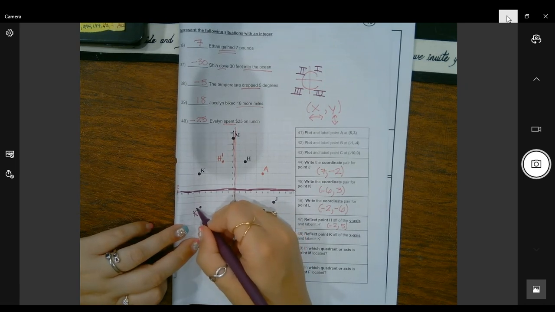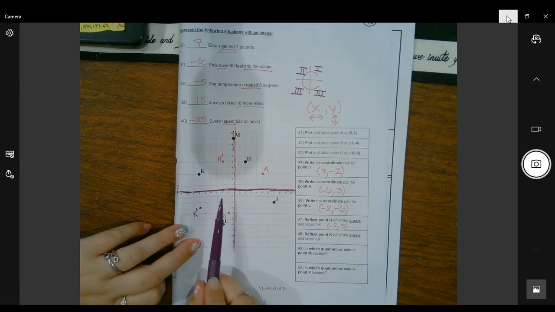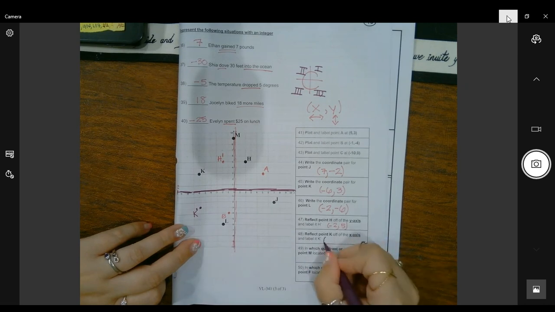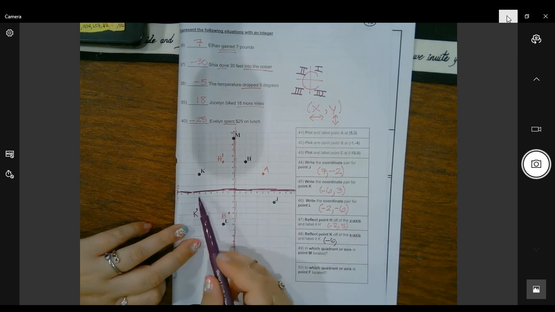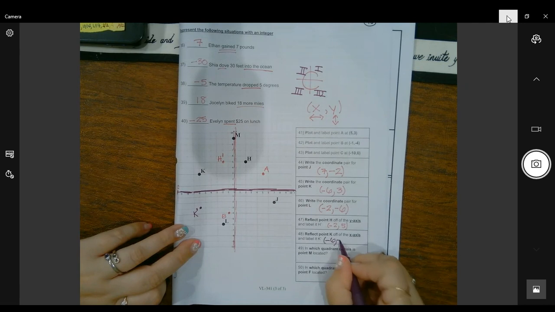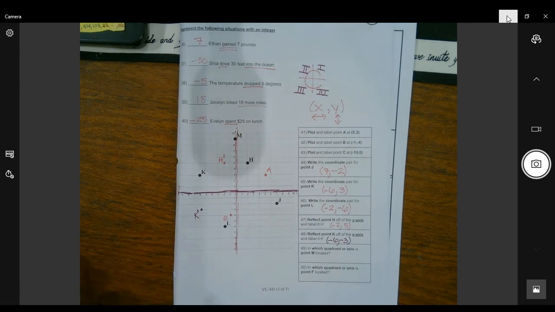Label it K prime. And it went left how many? Yep, 6. So -6. And down how many? Down 3. So (-6, -3).